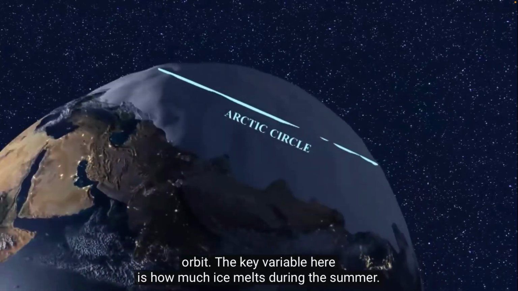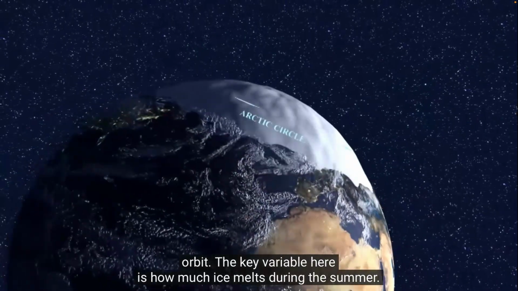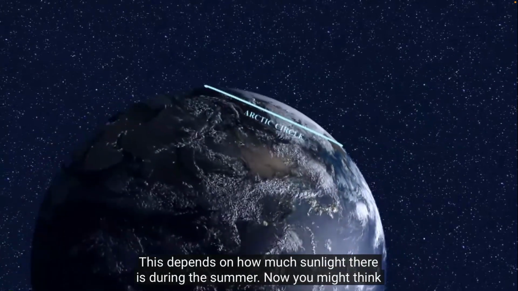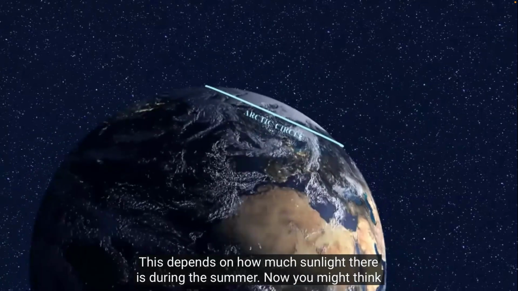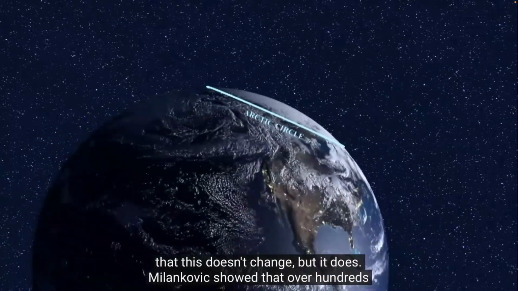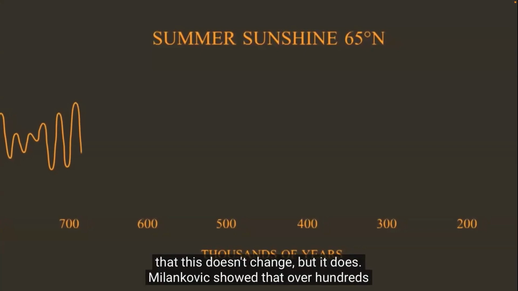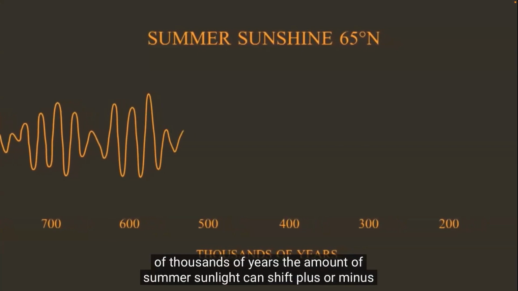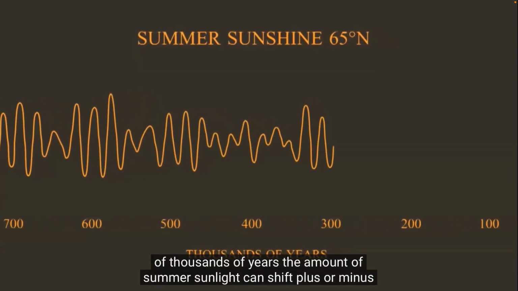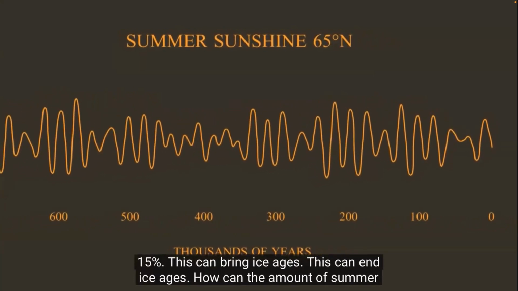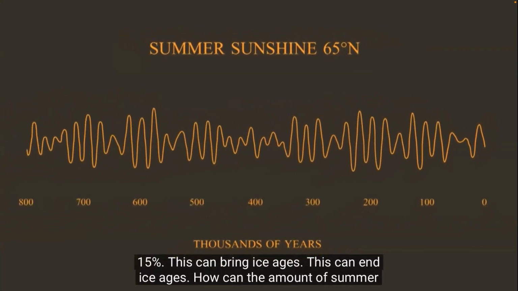The key variable here is how much ice melts during the summer. This depends on how much sunlight there is during the summer. Now, you might think that this doesn't change, but it does. Milankovitch showed that over hundreds of thousands of years, the amount of summer sunlight can shift plus or minus 15%. This can bring ice ages. This can end ice ages.